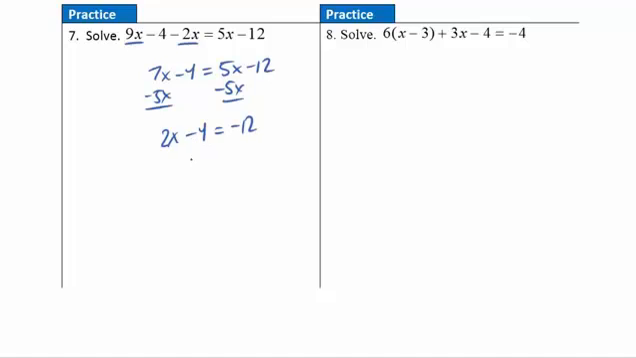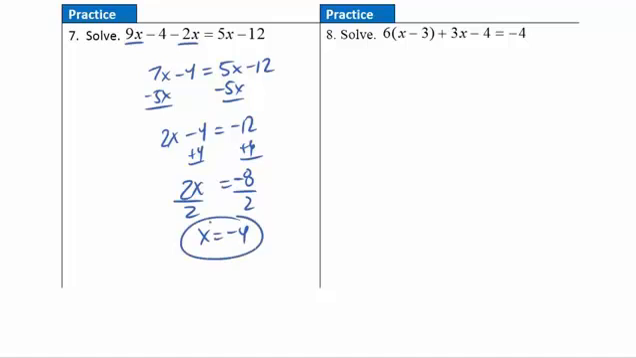Now let's undo the subtraction on the variable side, so I would add 4. Let's see, 2x then. Negative 12 plus 4 is going to give me negative 8. x is equal to negative 4.